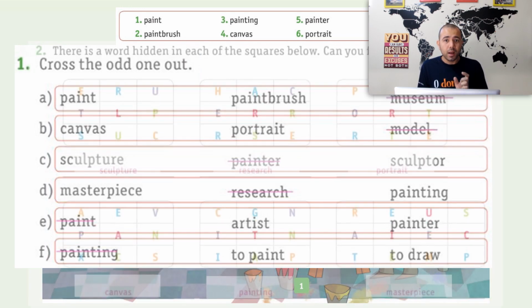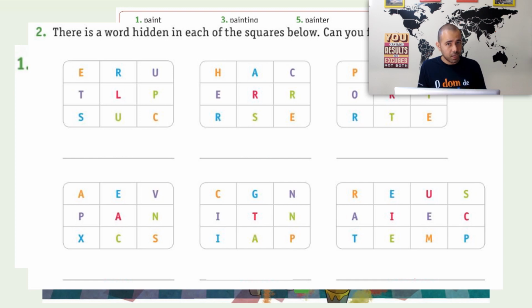Now you need to find the word that is hidden here. So you have one word from the vocabulary that is hidden here. So number 1, we're going to have here ETSRLUUPC. What's the word for you here? Can you see the word that is behind this sort of game here, crossword? Can you see? It's sculpture.